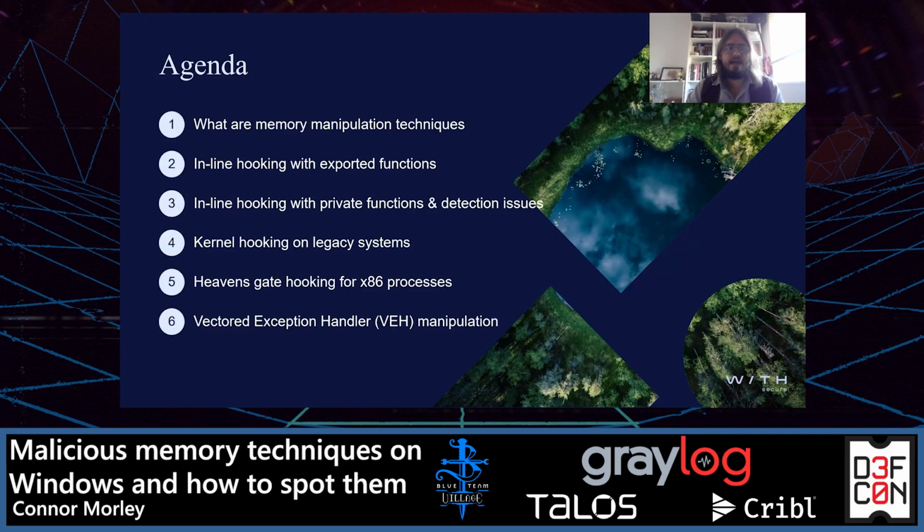Today we're going to be looking at what exactly a memory manipulation technique is. Then we'll be looking at inline hooking for exported functions, then for private functions and the detection issues associated with that. We'll then look at kernel level hooking on legacy Windows systems, Heaven's Gate hooking for WOW64 or X86 processors, and finally we'll look at vectored exception handlers and how they can be used for memory manipulation techniques.